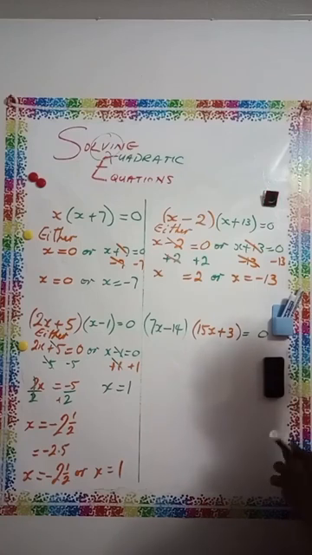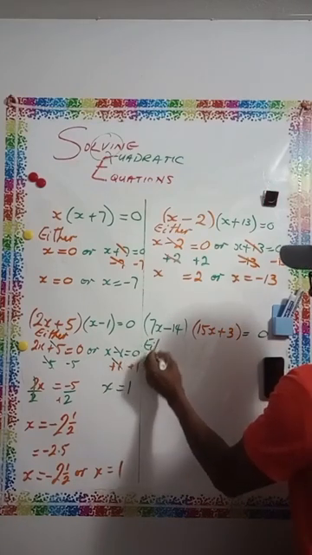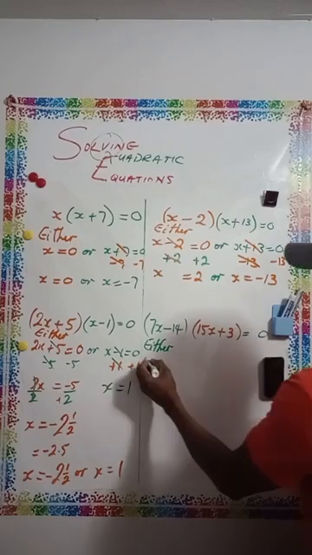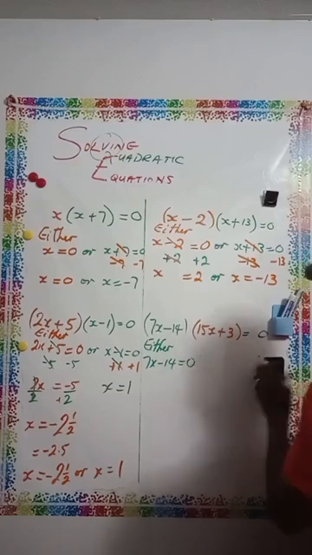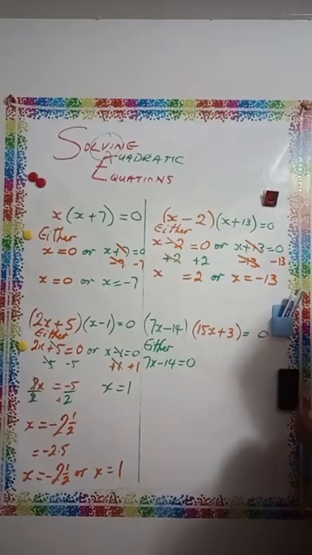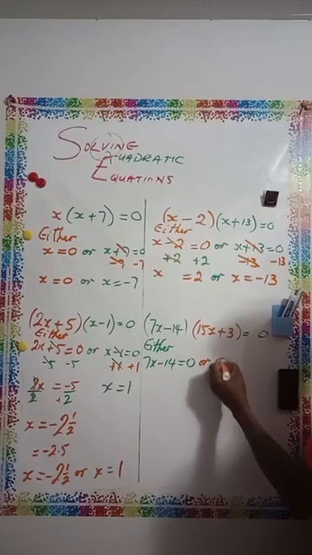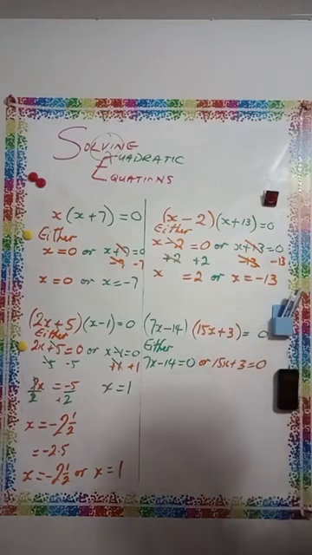Let's go and attempt it on this one here now. So we're going to say what? Either 7x minus 14 equal to 0, or 15x plus 3 equal to 0. And we're going to go and solve them accordingly.